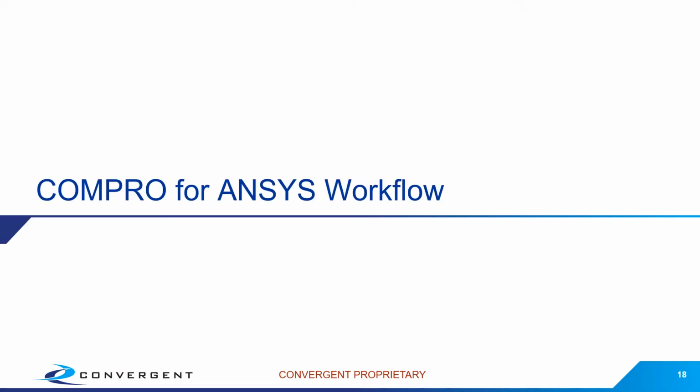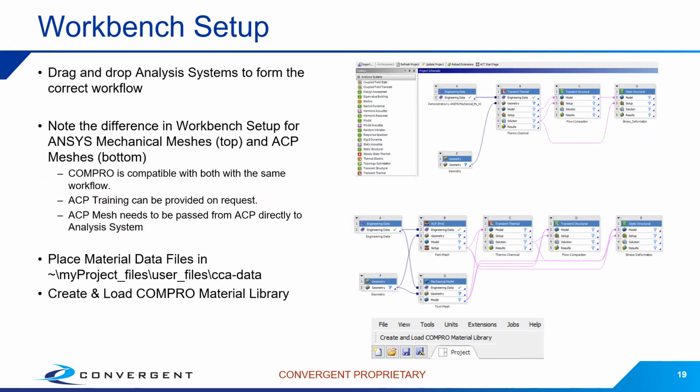So what does the workflow look like for Compro for ANSYS? The Workbench setup process is quite simple. We drag and drop the analysis systems to form our correct workflow. And ANSYS Mechanical is up top, so we just feed the geometry into our first model and the engineering data into our first model, the thermochemical simulation, generate our mesh and material assignments here, and map our model and our results forward.